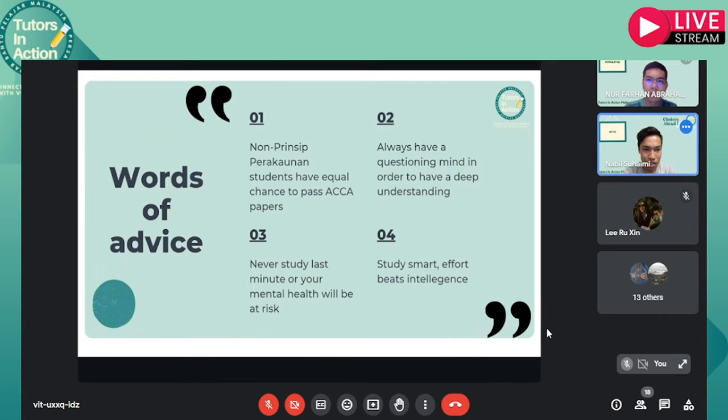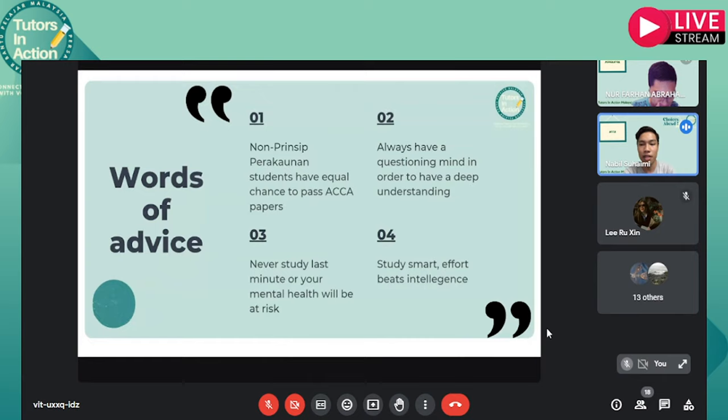If you did SPM and you didn't take principles of accounts, don't worry, because everyone has an equal chance of passing ACCA. I have a lot of friends who didn't do principles of accounts, but they passed ACCA as well. And next is always have a questioning mind in order to have a deep understanding. This applies to everyone lah.